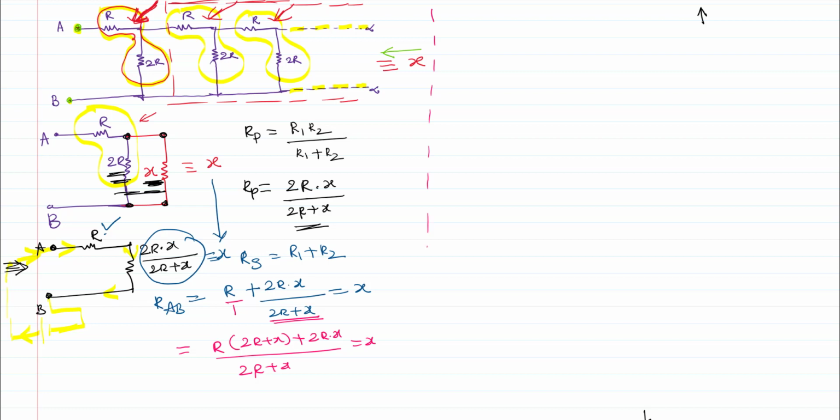We shall follow this problem a little carefully. Then x is equal to, let us simplify, r into 2r, that is 2r square, plus r into x, rx, and then 2rx, divided by this value, 2r plus x, is equal to x, like this.